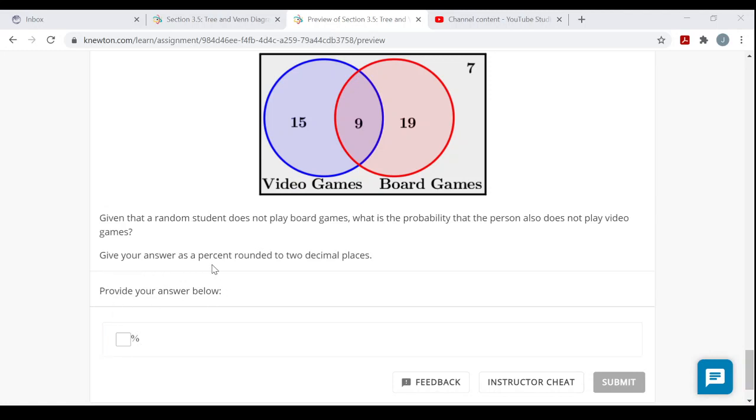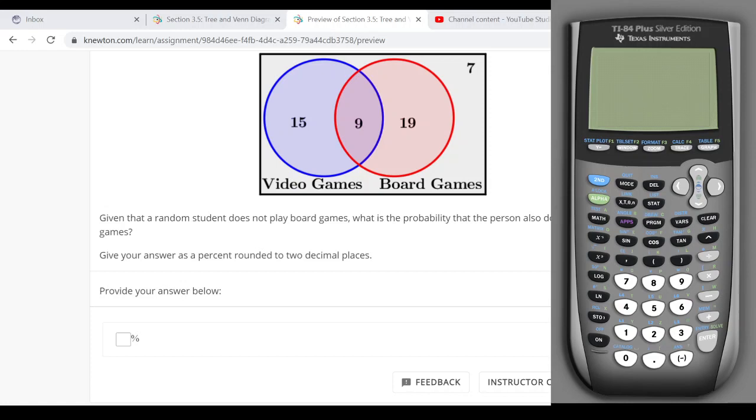And then it says provide your answer below. It says give your answer as a percent rounded to 2 decimal places. All right, so I'll pull the calculator up and we'll do, I said it was 7 out of 22. So 7 out of 22. And then as a percent, I go times 100. I did times 10. So times another 10. I mean, you could probably see it from the beginning.